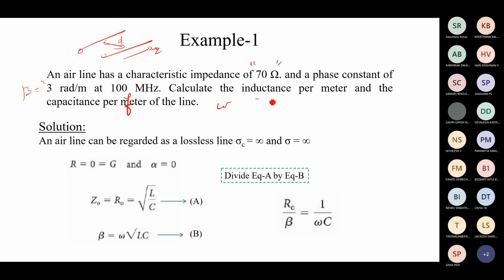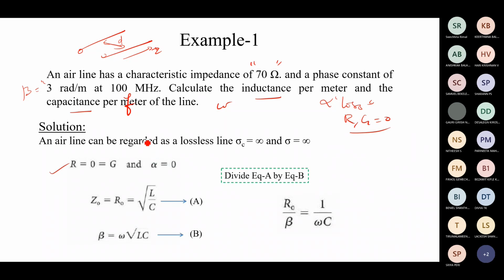So now we have to calculate the inductance and the capacitance per meter for this line. There is no value of alpha given. If the value of alpha is not given, you can very well assume that it is lossless. Since it is lossless, obviously R and G are going to be 0. That is what is described here: R and G are 0 because alpha is not given.